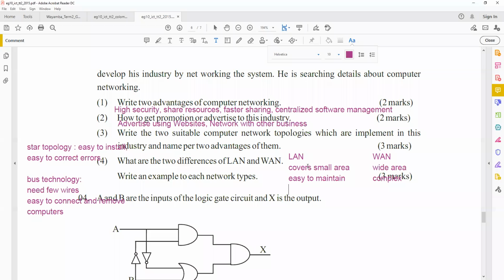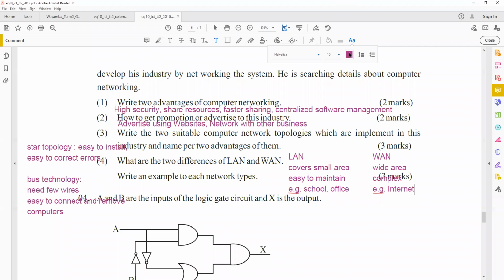Yes, what are the examples? It asks you to put an example. What are the examples where we use LAN, local area networks? What are the places we will use a local area network? Yes, schools, office environment. Wide area network: yes, exactly, we can use the internet. So that's the best answer when it comes to the internet.